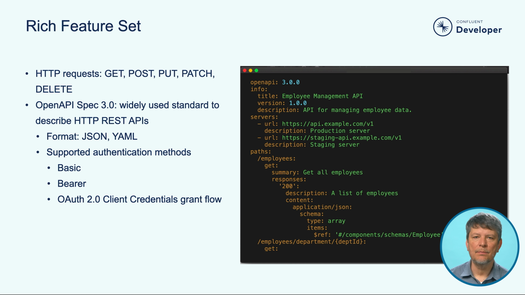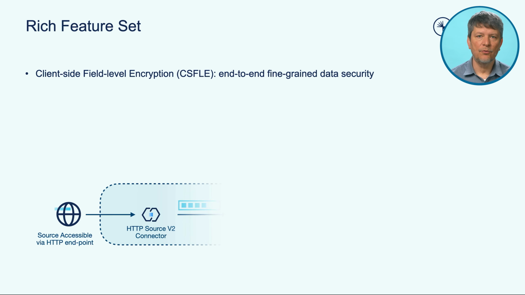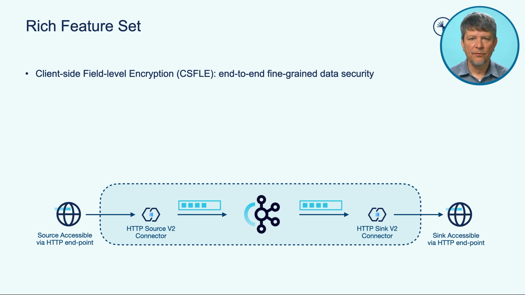Plus, it supports OpenAPI 3.0, meaning you can describe the API endpoints in a structured way, making setup smoother and reducing errors. This file is often referred to as the Swagger file. Authentication is built in with support for basic auth, bearer tokens, and OAuth 2.0 client credentials, ensuring compatibility with modern APIs. Client-side field-level encryption, CSFLE, protects sensitive data before it leaves Kafka. And you define encryption on a field-by-field basis, so it's super fine-grained. Check out my video series if you want to learn more about CSFLE.